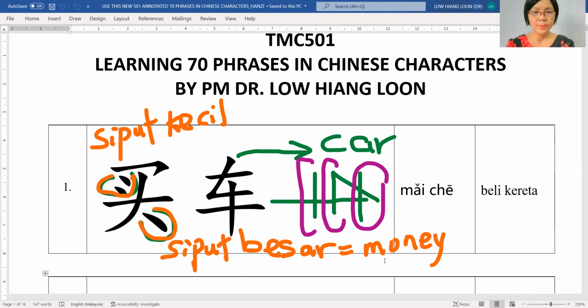For number 1, this character is Maicha, beli kereta. For the first character, we can see that there are double siput kecil and one siput besar represent money ataupun duit. And for the second character, if we look in a horizontal form, we can see that second character represent a car. So, the first character is Maicha, beli kereta. Okay, 好的, 不错, 不错. Okay, not bad.